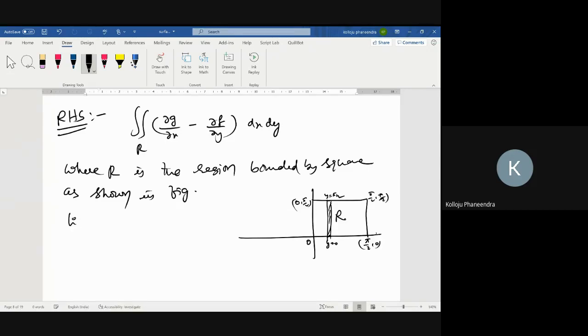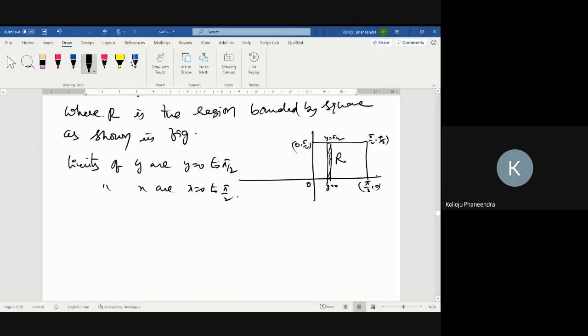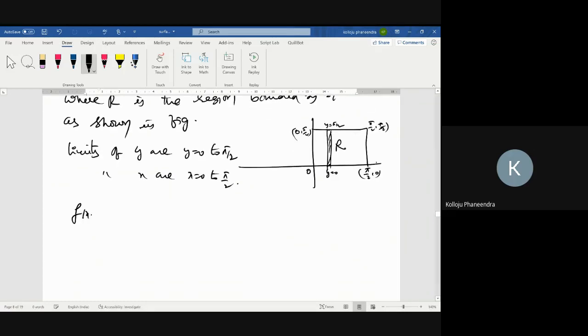Therefore, by considering a vertical strip, the limits of y are y equal to 0 to pi by 2, and the limits of x are also x equal to 0 to pi by 2. And I have to calculate dou g by dou x and dou f by dou y. What is f of x comma y? E power minus x sin y. Only dou f by dou y is needed.